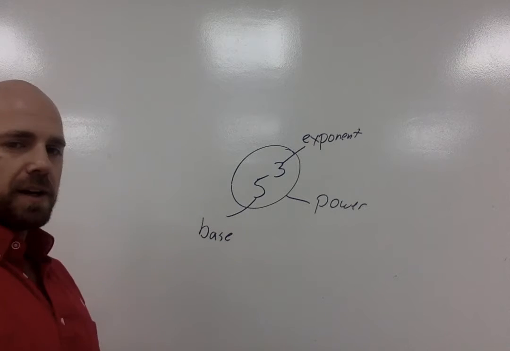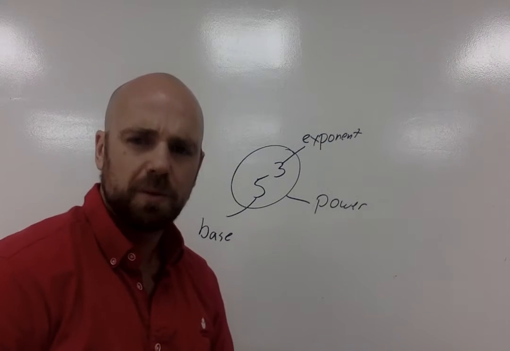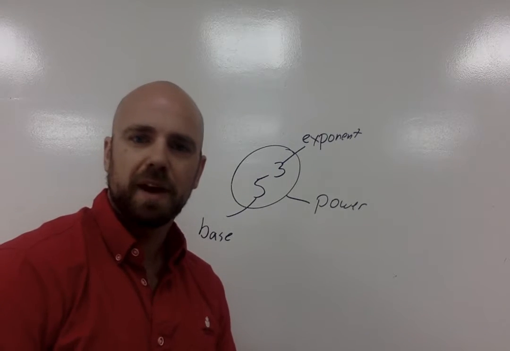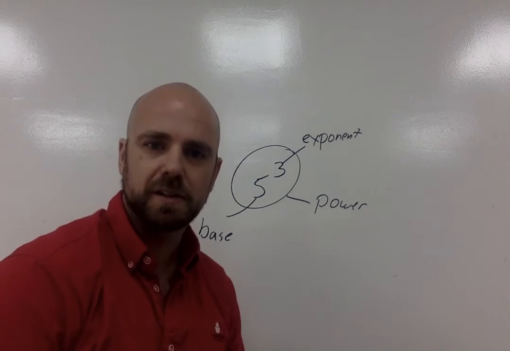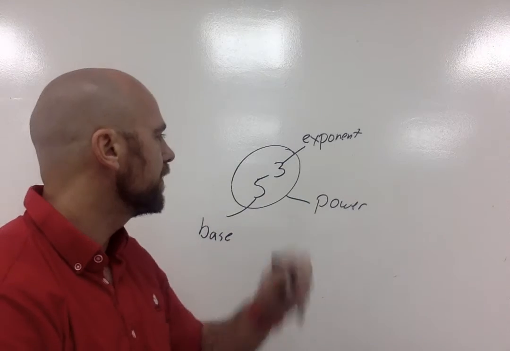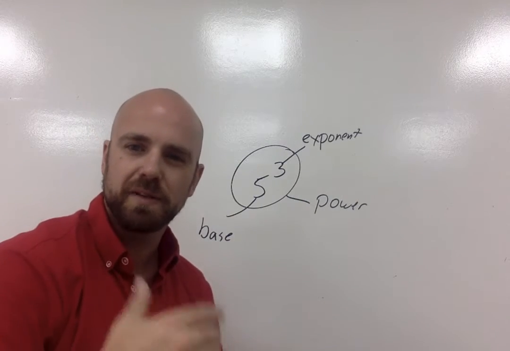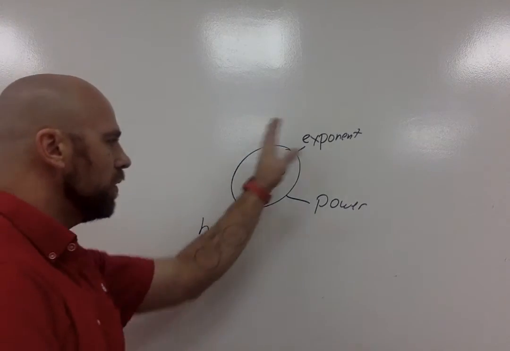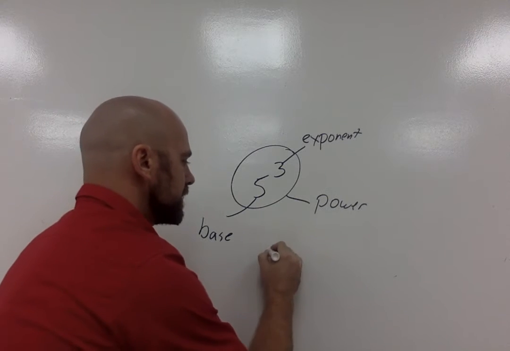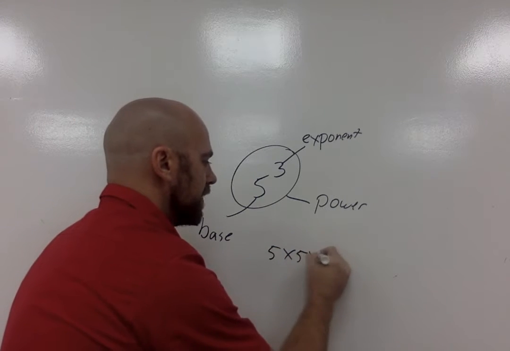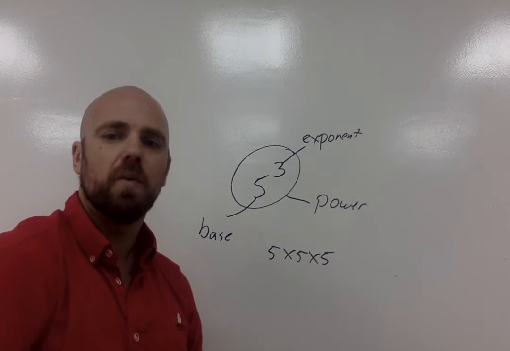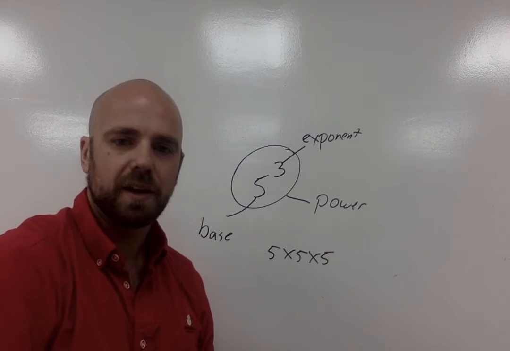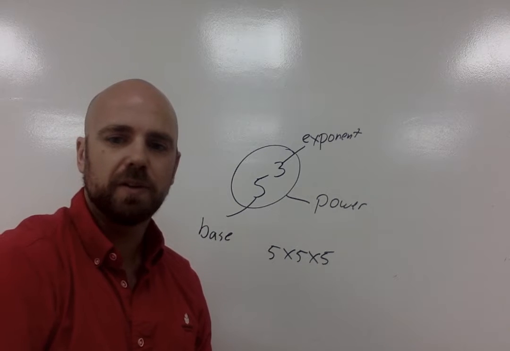We have our exponent. When we talk about order of operations, we have brackets, or parentheses, and then the E is exponents. So this is what we're referring to when we have something to the power. This whole power can be represented as 5 times 5 times 5. So 5 times 5 is 25, times 5 is 125. That's how we do it.